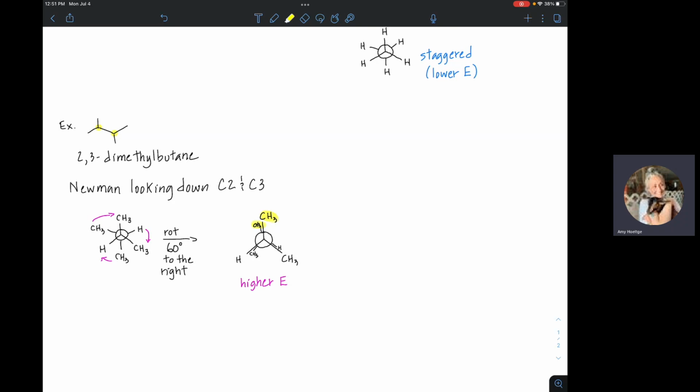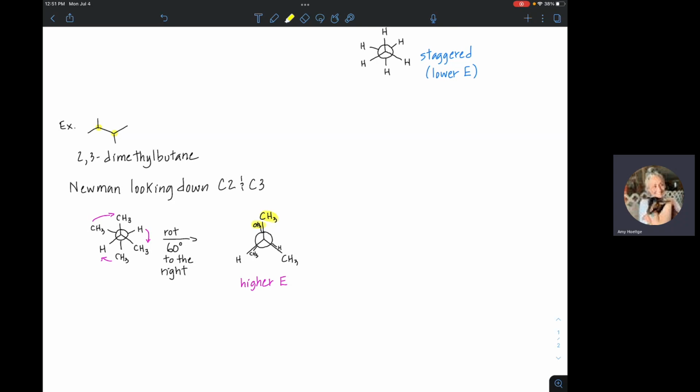that has these groups staggered, and you're hoping also that they're in what we call the anti-position. So if you're viewing this like a clock, you want one at noon and one at 6 o'clock. So the one in the front will be, say, pointing up at the top. The one on the carbon in the back will be pointing directly down at the bottom, and everything will be staggered.